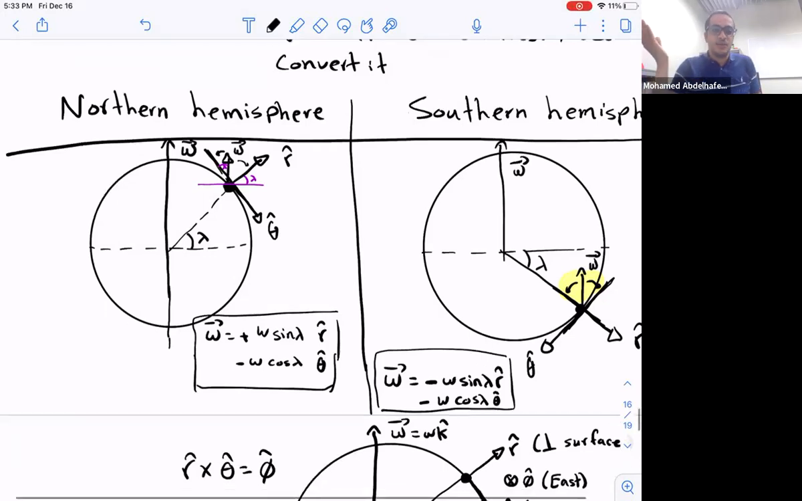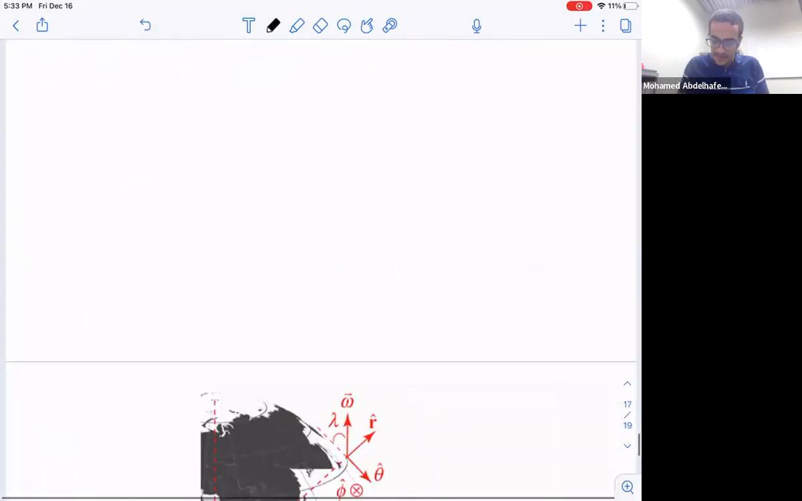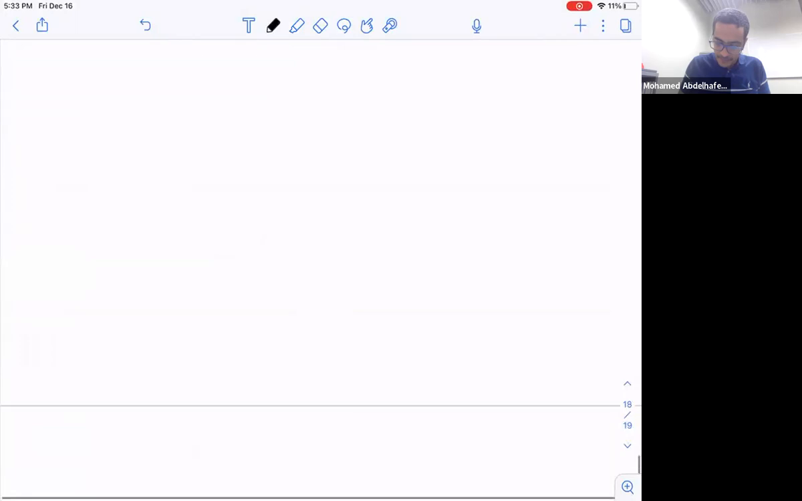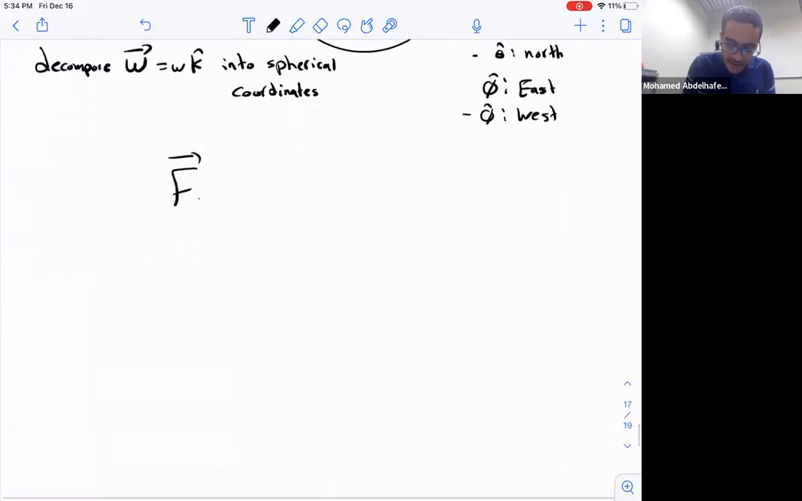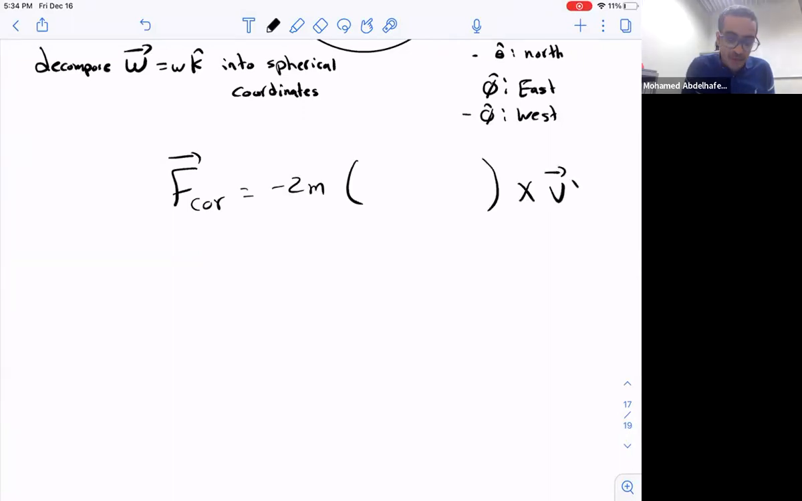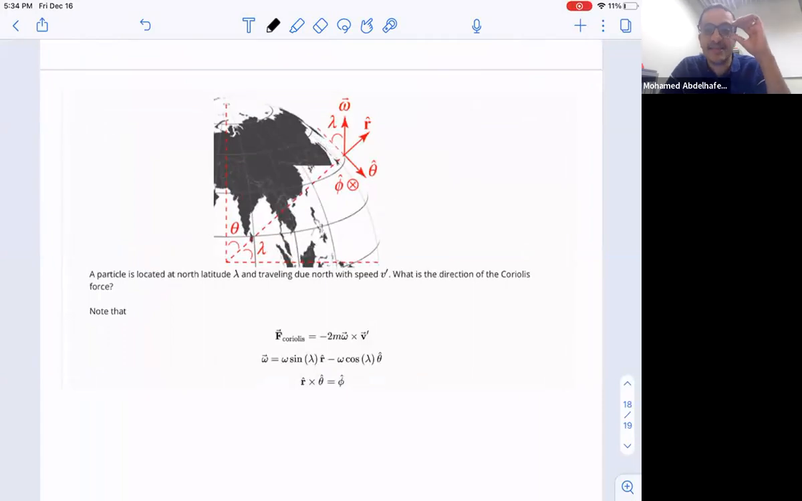All right, so now you're ready. Once you decompose omega and write it like that, you can write down the Coriolis force as minus 2m omega vector cross whatever v prime you're given. v prime will be given to you in spherical coordinates. Your omega vector, depending on your hemisphere, will have a particular form. Now you can do the cross. That's what the question will want. So let's look at this concept question here and do it, and then that's it.